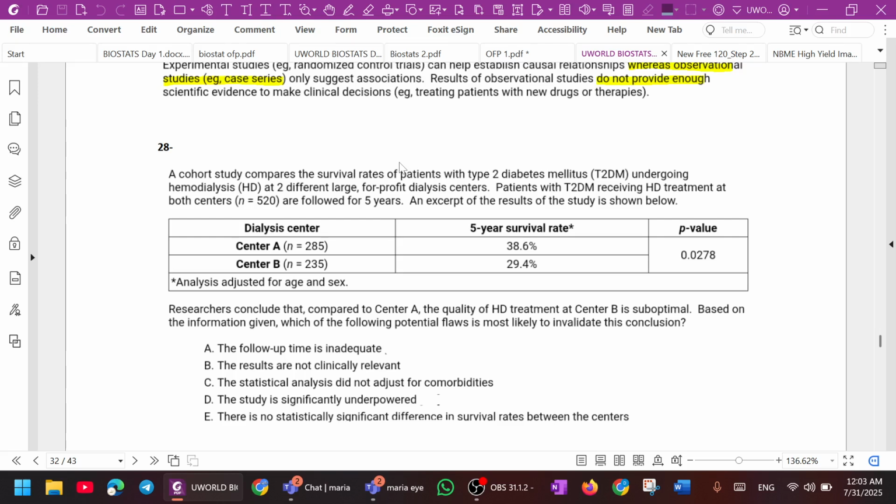Center A, 21, p-value 0.02, analysis adjusted. Researchers conclude that compared to Center A, the quality of the hemodialysis at Center B is suboptimal based on the information given. Which of the following potential flaws is most likely to invalidate this conclusion?